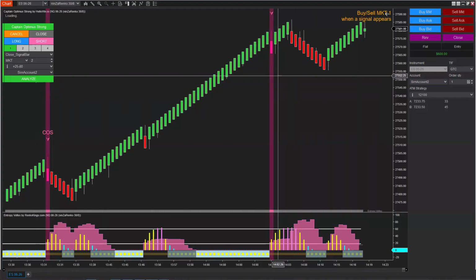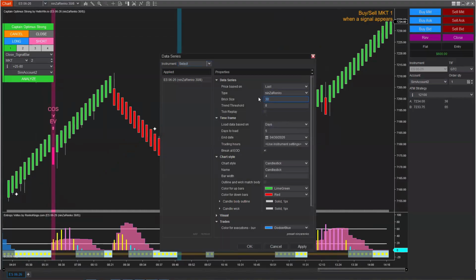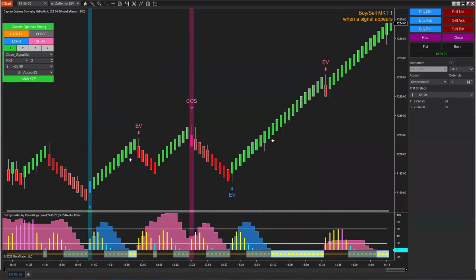Let's go with the ES, and let's do 12.4. Now the settings I have are for a larger brick size, so obviously it will make a difference. But let's just kind of see what that looks like.